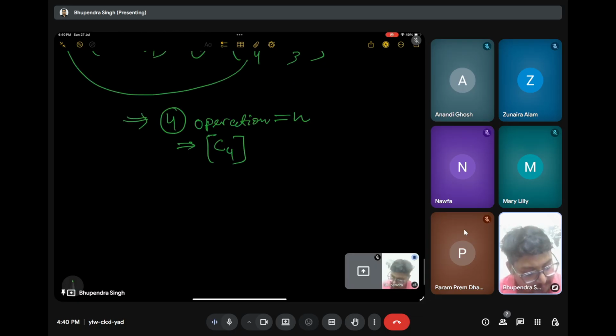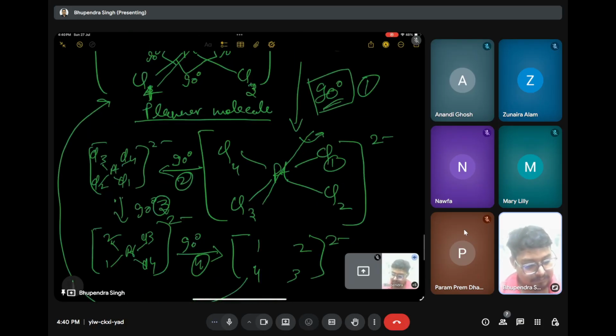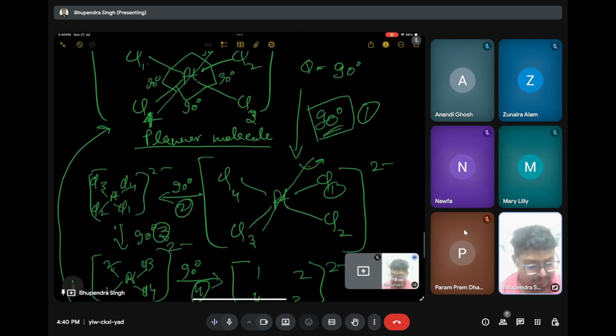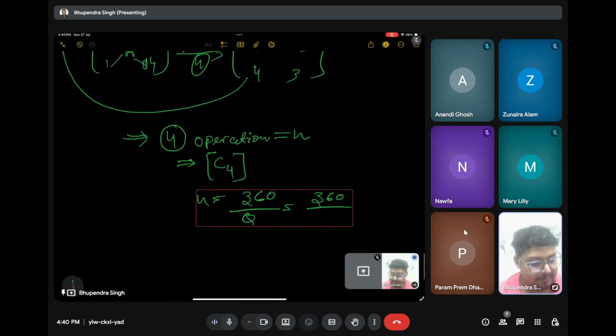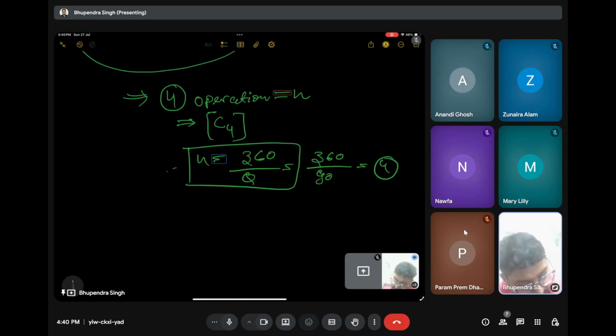Or you can determine it by the formula only: theta equals 360 divided by n. What is the angle at which you are rotating? It is 90 degrees, so n is 4. This is the important formula.